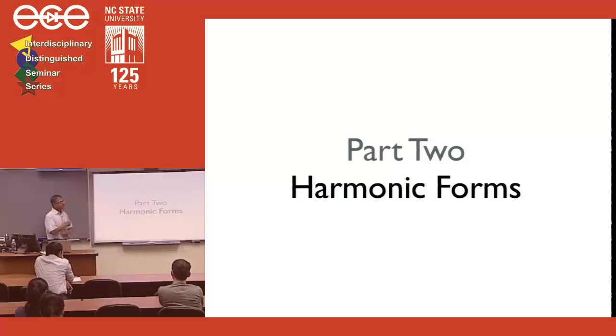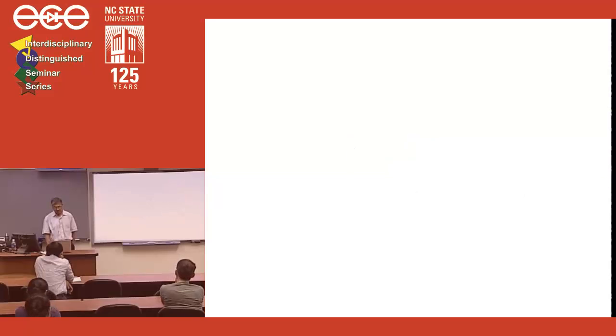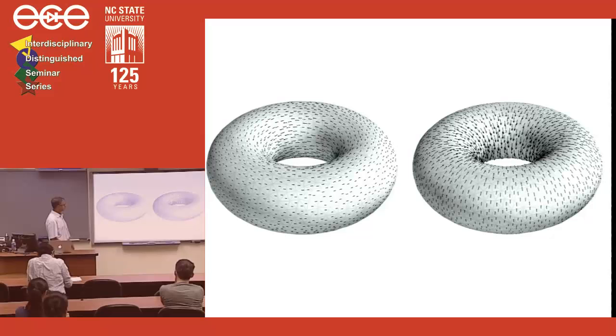Okay, so the second part is about these things called harmonic forms, which I'm going to probably have to rush through and come back to talk about in detail. So what are harmonic forms? These are generalizations of, so this is one part of the Hodge decomposition, the harmonic part. It contains the topological information. So things like the torus have harmonic forms.